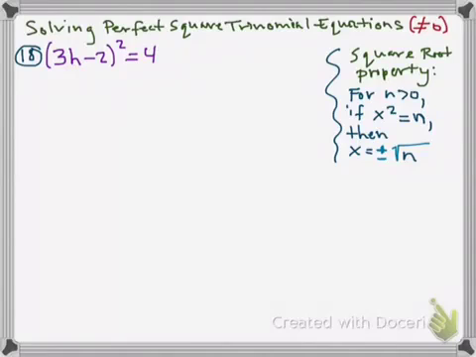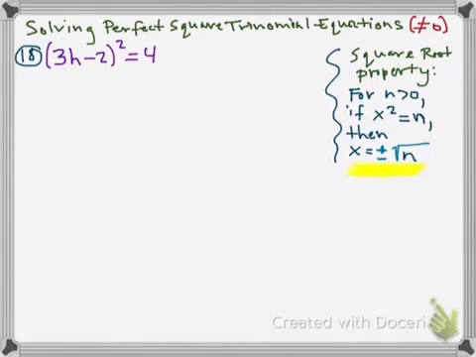So I've got my left side already written as a perfect square, and the square root property says that if I have something written as x squared and it equals a number that's greater than 0, then I can go to the next step of x equals plus or minus the square root of that number. So basically I can isolate x and find out what x can be to make that statement true.